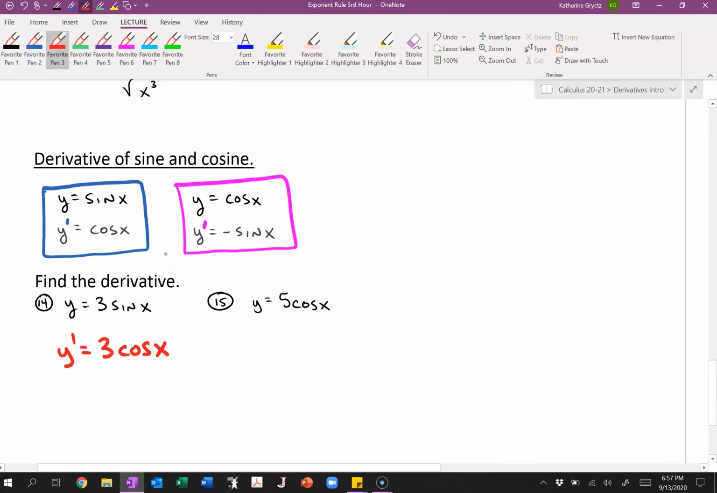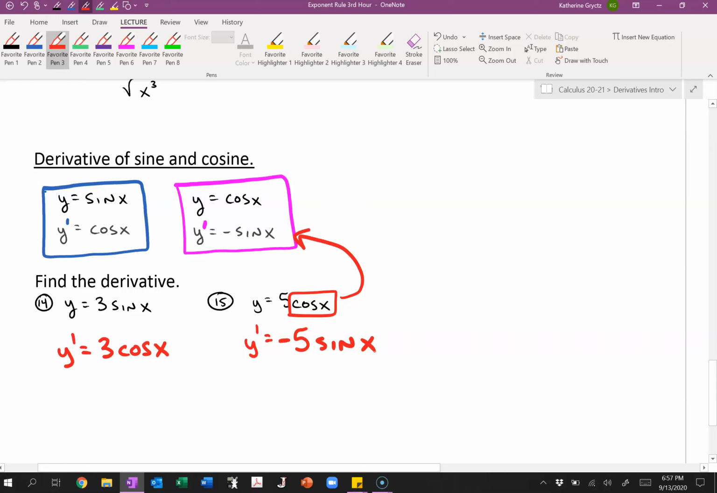Okay. So same thing on number 15. We have y equals 5 cosine x. When I take the derivative, that 5 is going to sit there. And then I look back and have to take the derivative of cosine, and the derivative of cosine is negative sine. Now what you cannot do is write negative sine like this, because it looks like it's 5 minus sine x. So you have to do one of two things. You either have to put the parentheses around that negative sine x so that it's understood that 5 is multiplied by that negative sine x, or what most students end up doing is they put the negative out front here. They multiply the negative and the 5 together and get negative 5 sine x.